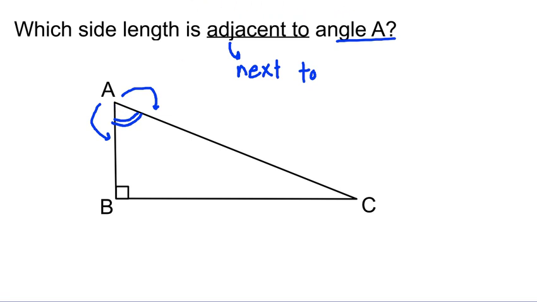However, as you may recall from the Pythagorean theorem, this longer side has a special name all of its own, so rather than give it two special names, we assign the term adjacent to the shorter leg here. So the answer to this question, which side length is adjacent to angle A, would be side length AB. Adjacent here again means next to.